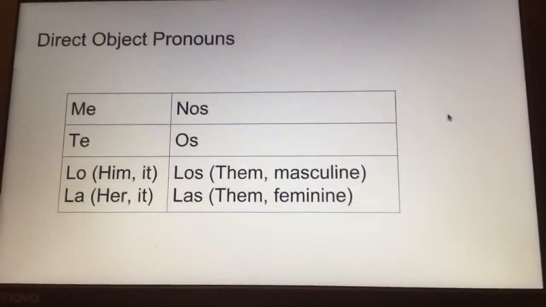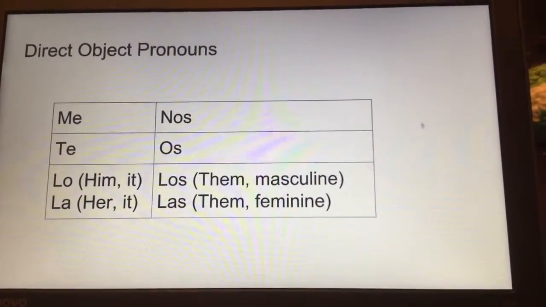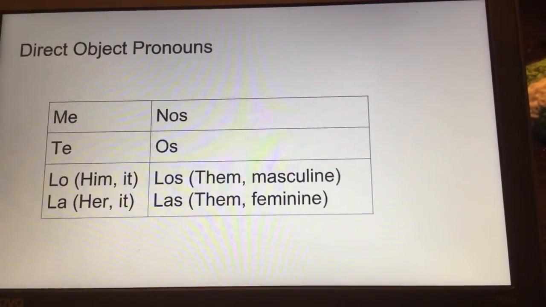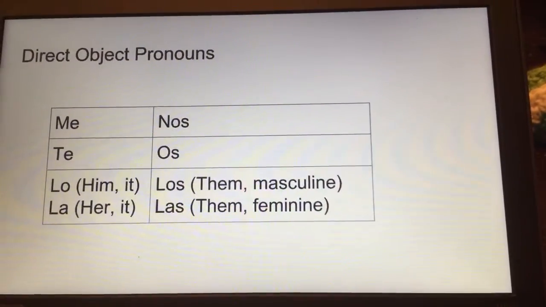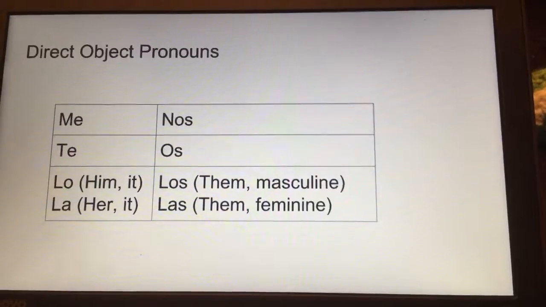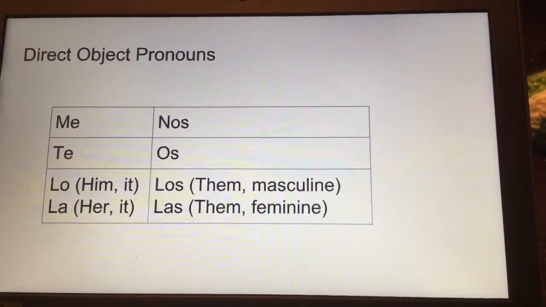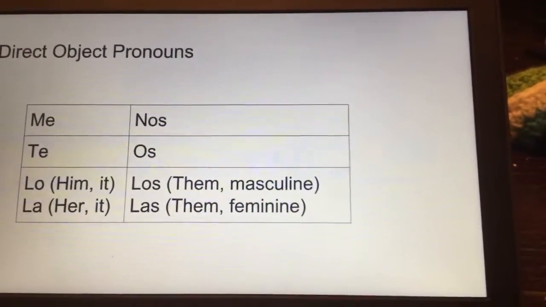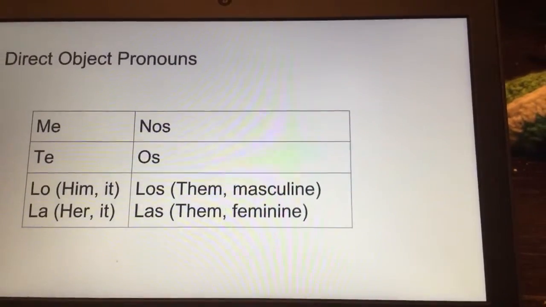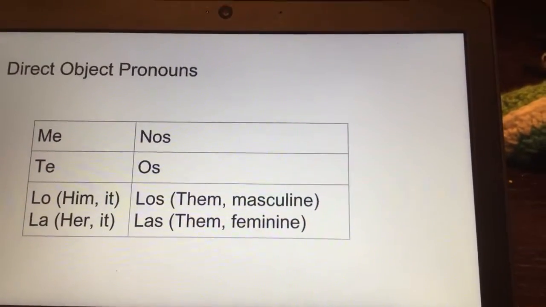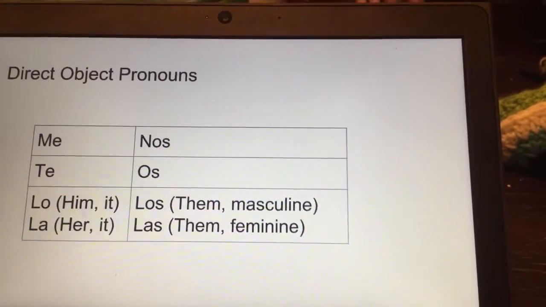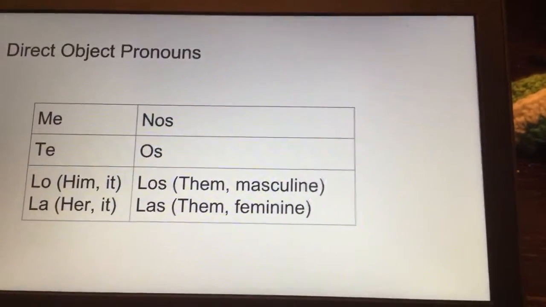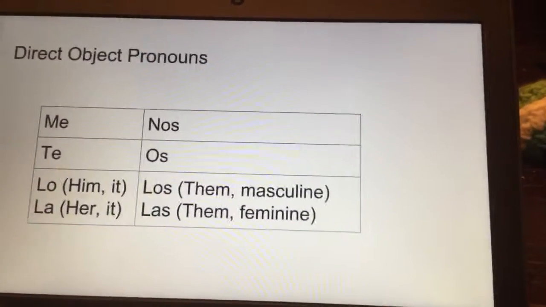So, direct object pronouns. Me for me, te for you, lo for him or it as in a singular masculine object, for example, el libro. La, her or it, a singular feminine object, such as la ensalada. Nos for us, os for vosotros, only in Spain. Los for them, a plural masculine item such as los libros. Las, also them, but a feminine word, used for plural feminine objects such as las ensaladas.